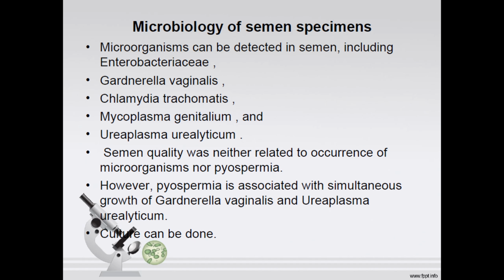Now come to the microbiological examination in semen analysis. We have to perform microbiological tests. Some common microorganisms like Gardnerella vaginalis, Chlamydia, Mycoplasma genitalium, Ureaplasma urealyticum may frequently be present in the semen, or sometimes gonorrhea, gram negative bacteria may be present.